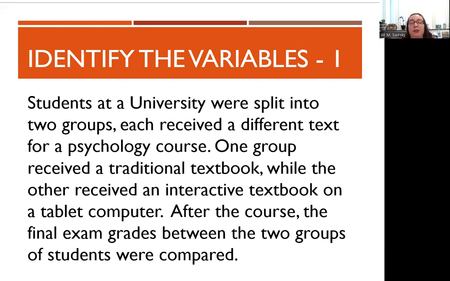So the independent variable here, or what we're manipulating, is the type of textbook, right? The traditional textbook or the interactive textbook. That's what we as the researchers changed. The dependent variable is the grades. That's what we're measuring. We want to see if the type of textbook plays a role in the students' grades. So the confound question would be, what factors other than the textbook might influence students' grades?